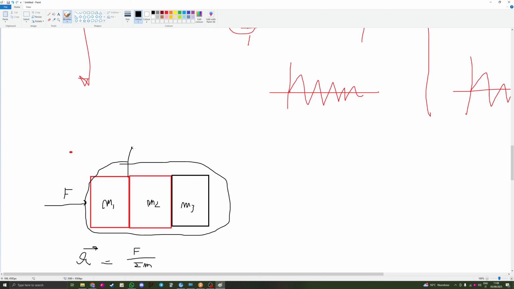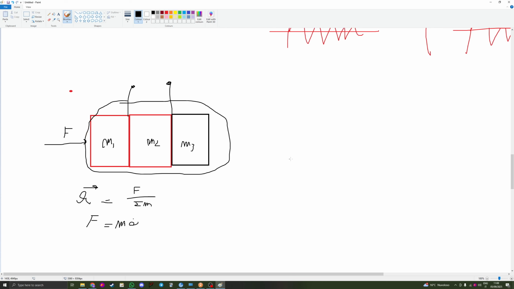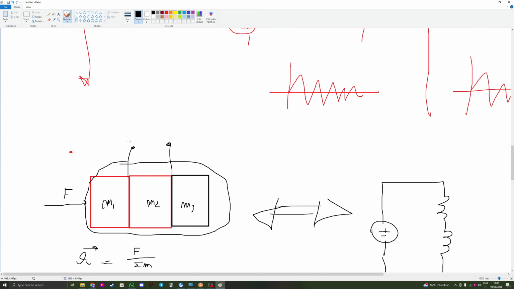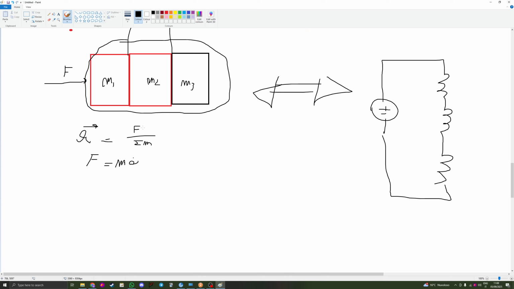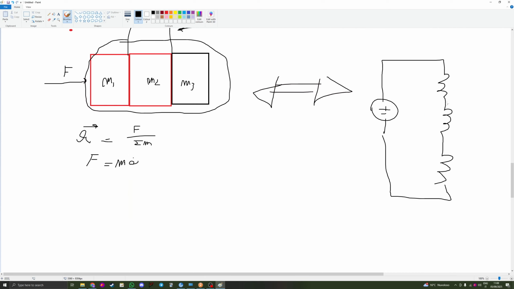If I wanted to find the contact forces, I could use the same concept as a voltage divider, meaning that the problem is equivalent to this one. I have a voltage source and I have three inductances in series. With a bit of patience, you will discover that the force F is actually partitioned between the masses. If all the masses are equal and all the conditions are the same, it's a bit more complicated, but yes, you should find that at this point you have a partition, exactly like you have here.